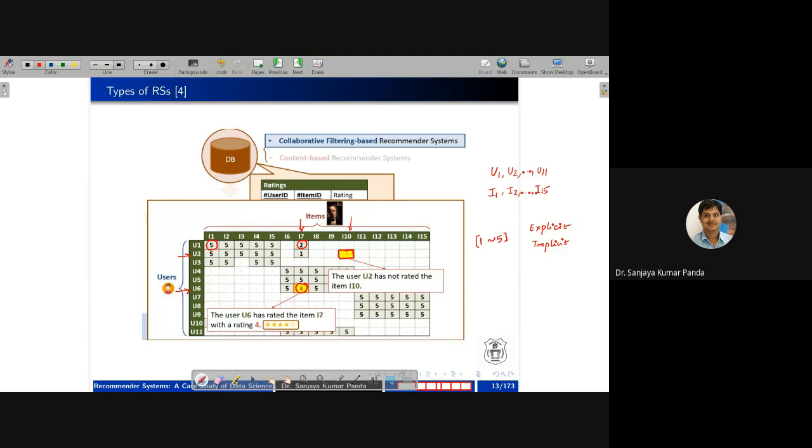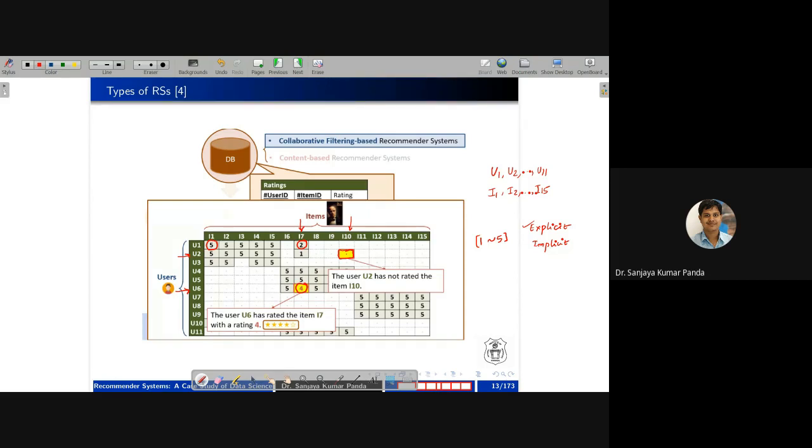Okay, so it is an explicit signal, right? I told you ratings are generally explicit signals, or a thumbs up, thumbs down button is also an explicit signal. But whenever you are making some kind of query, some watches or some clicks, they are called your implicit signal.